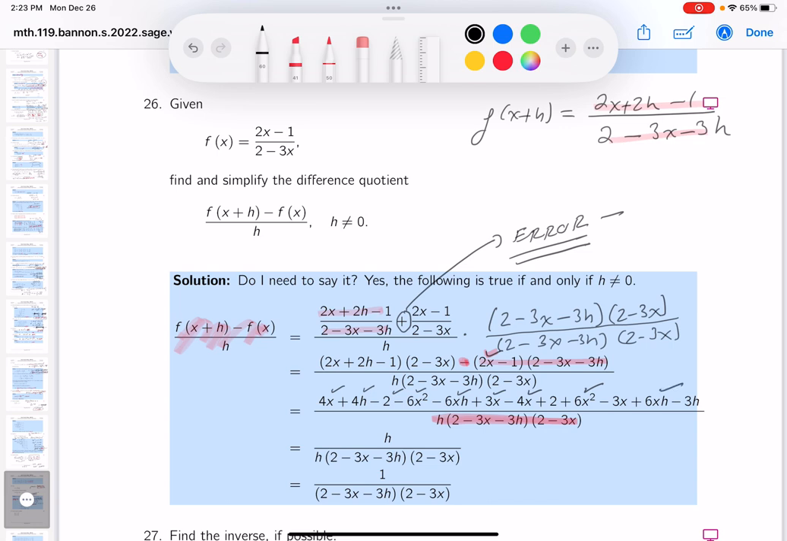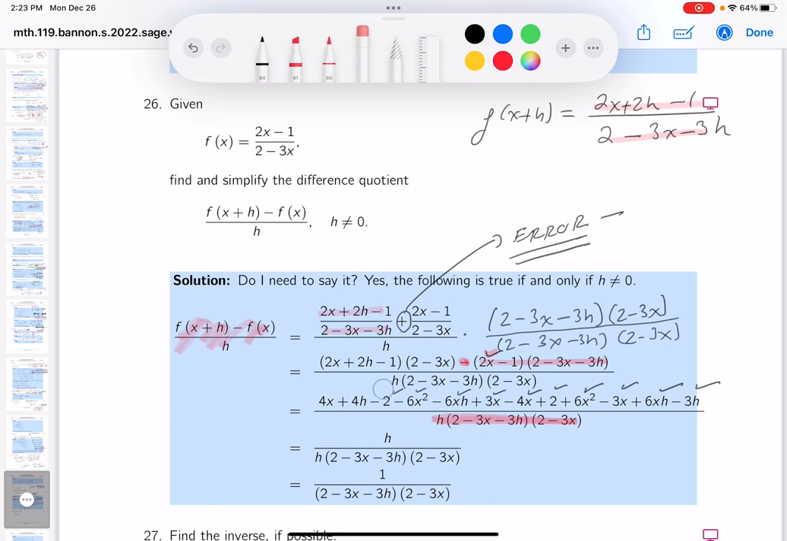Now let's do the minus 1. What are you going to get? Minus 2, but subtracting it, minus 2 is plus 2. Minus 1 times minus 3x is 3x, but I'm going to subtract it, so minus 3x. Then minus 1 times minus 3h is 3h, but I'm subtracting it, so minus 3h. So I'm pretty comfortable there. I got that part done. All right, let me get my eraser out.